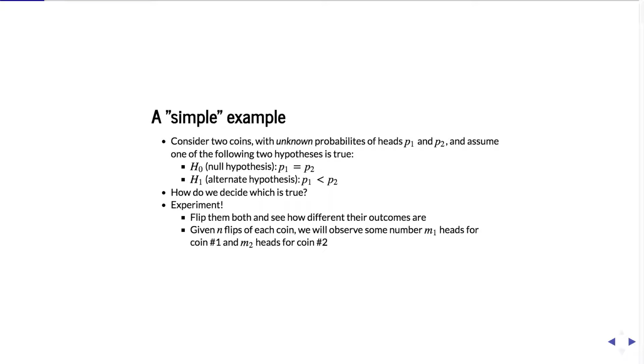You can observe some number of heads, M1 for coin 1, M2 for coin 2, and you're going to decide based on how many heads you see, are these different or not? The intuition is, if I gave you 3 flips, you get 2 heads and a tail on one, and 2 tails and a head on the other, you'd be like, what? I don't really know if they're different or not. If I gave you 1,000,000 flips of each, unless they were really, really, really similar, you would probably be able to tell that they were different.